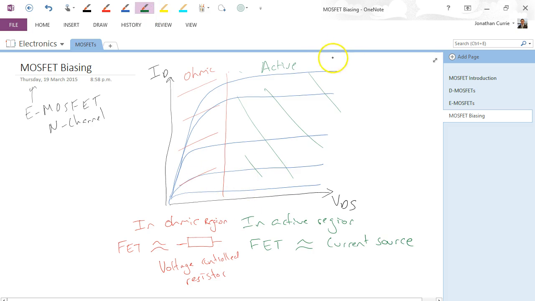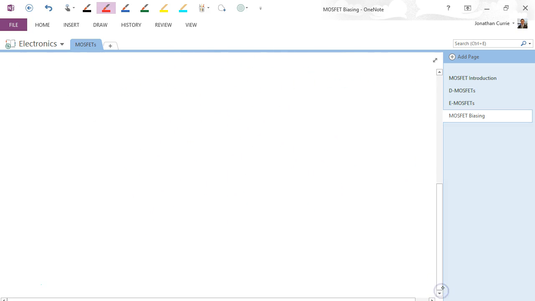Active is normally for amplification. Okay, you're trying to make an amplifier. We're not interested in that within this course. I'm going to skip amplifiers using MOSFETs. Instead we're going to be focusing on the ohmic region, and this is what we use for switching, which is generally what you're going to be doing with a FET. So we're interested in making this FET look like a resistor.